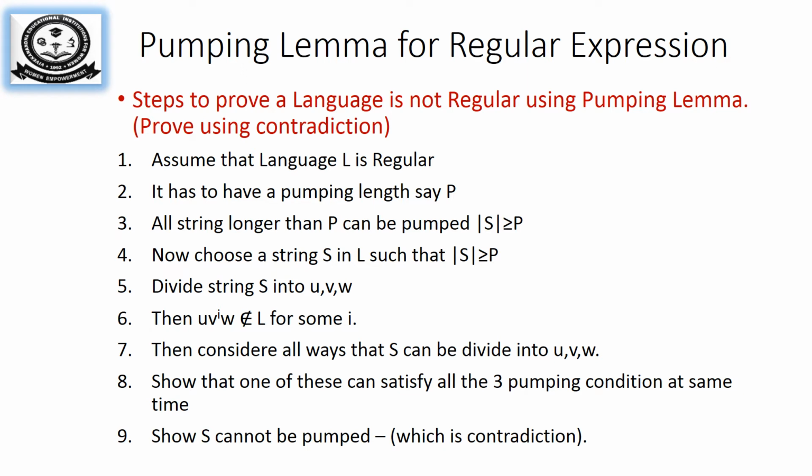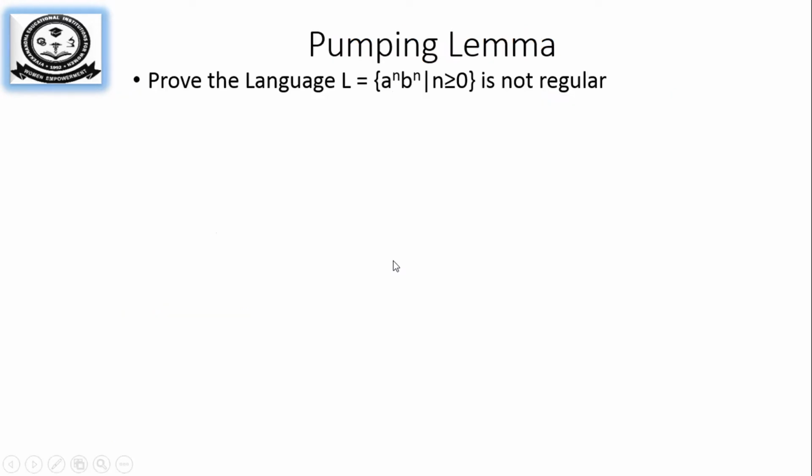Let us see how it is done. When you see the example, you will understand. Let us see an example. We are going to prove that the language L equals a to the n, b to the n, where n is greater than or equal to 0, is not regular using the pumping lemma.